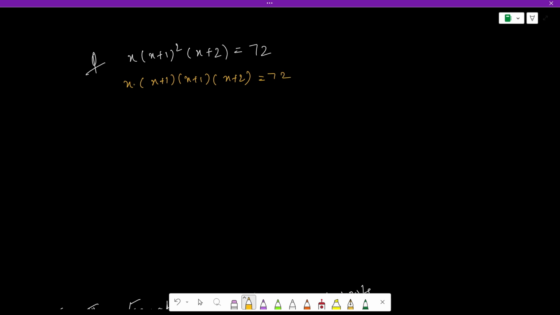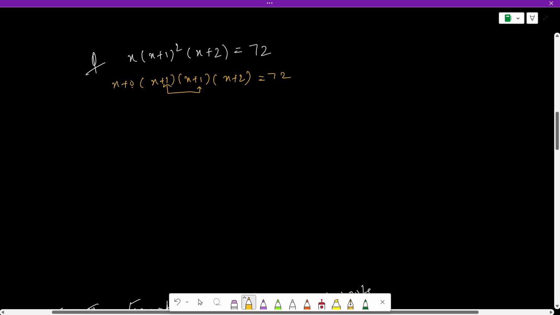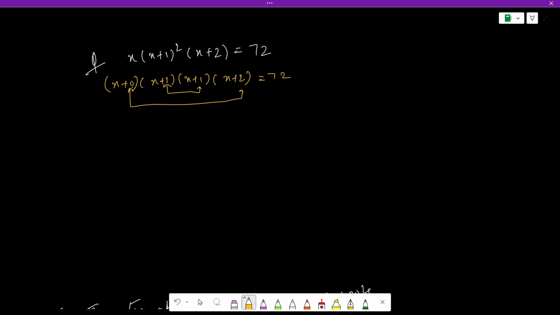Now here again we can see that this sum, and let's write this x as x plus 0, so these both sums are equal, and we can just club them and solve it. So this will be x plus 0 into x plus 2 into x plus 1 into x plus 1 equals 72. Now this becomes x square plus 2x into x square plus 2x plus 1 equals 72.